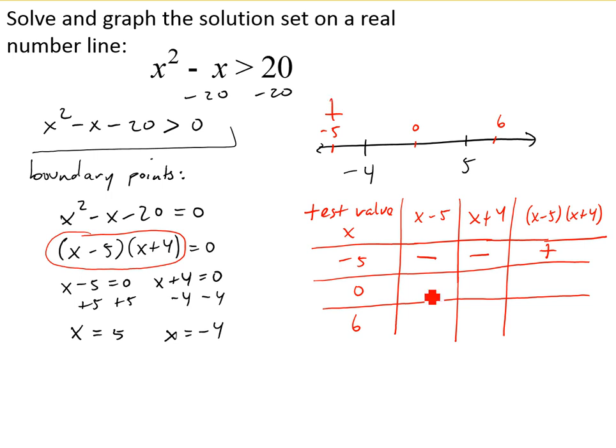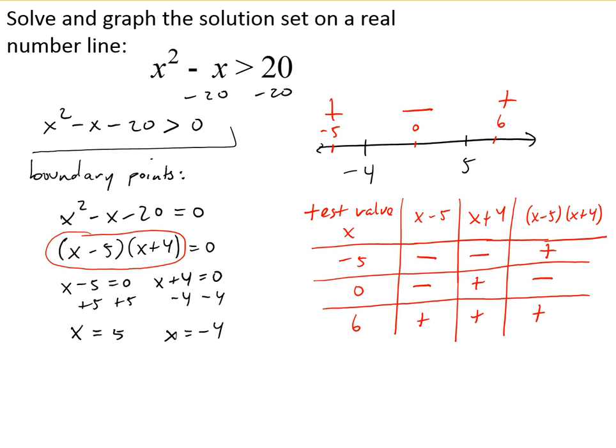0 minus 5 is negative. 0 plus 4 is positive. Negative times positive is negative. So I get a negative value in that middle interval. 6 minus 5 is positive. 6 plus 4 is positive. Positive times positive is positive. Now I have this sign chart that tells me the sign of this expression in each of these three intervals.